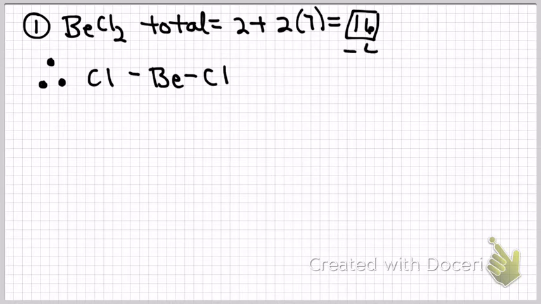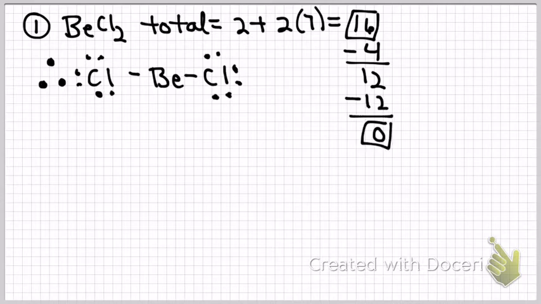I've used up 4 electrons, 2 pairs. I have 12 electrons left. I then go to the outer chlorine atoms, and I distribute these until each chlorine has an octet. When I do that, I can see I've used up all of my valence electrons. There are none left. I examine the beryllium, and I see that it has only 4 valence electrons, but I know that is okay because beryllium is one of the exceptions to the octet rule. So there's my dot structure.